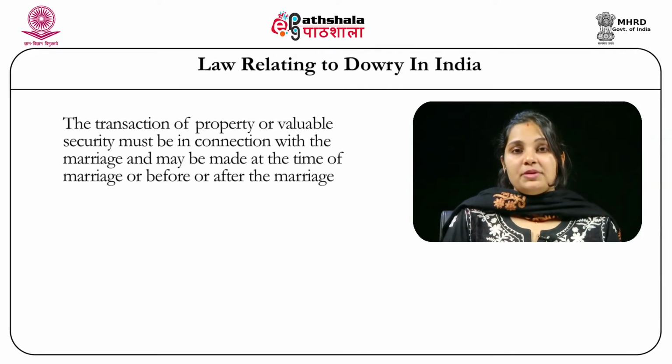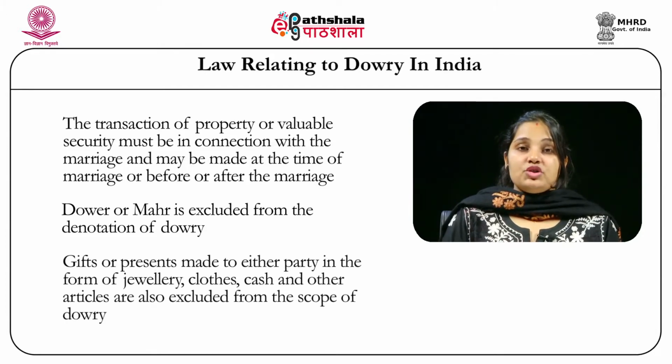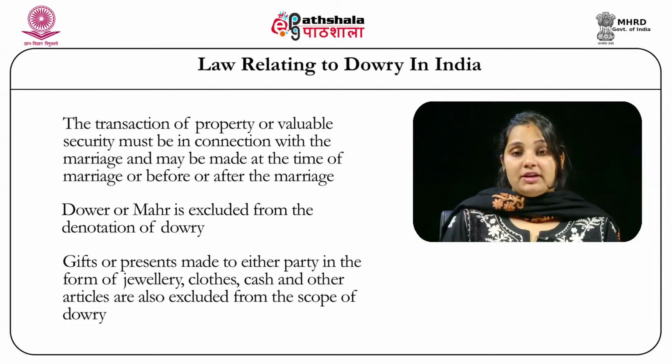The transaction of property or valuable security must be in connection with the marriage and may be given at the time of marriage or before the time of marriage or after the marriage. Dower or mahar, which is a very important concept in Muslim law, at the time of nikah, which is given as a form of gift, is excluded from the denotation of the term dowry under the Dowry Prohibition Act 1961. Gifts or presents which are made to either party at the time of marriage in the form of jewelry, clothes, cash or other articles are also excluded from the purview of dowry under the legislation.